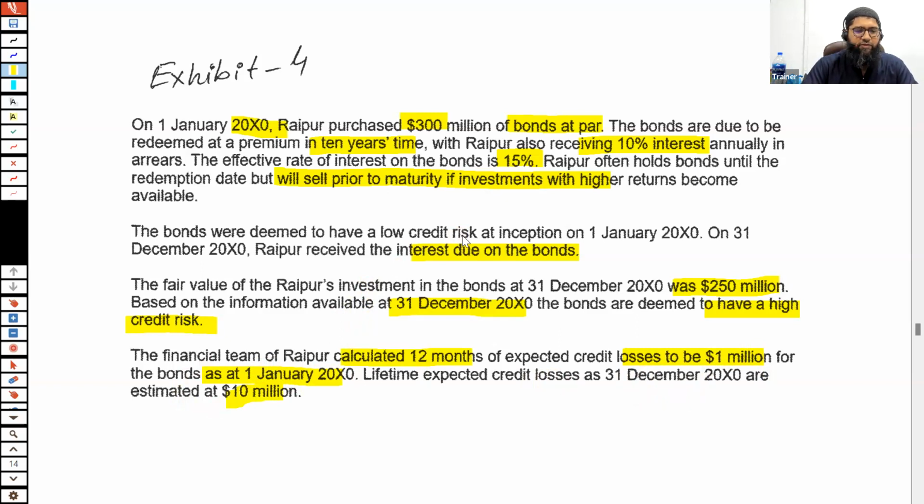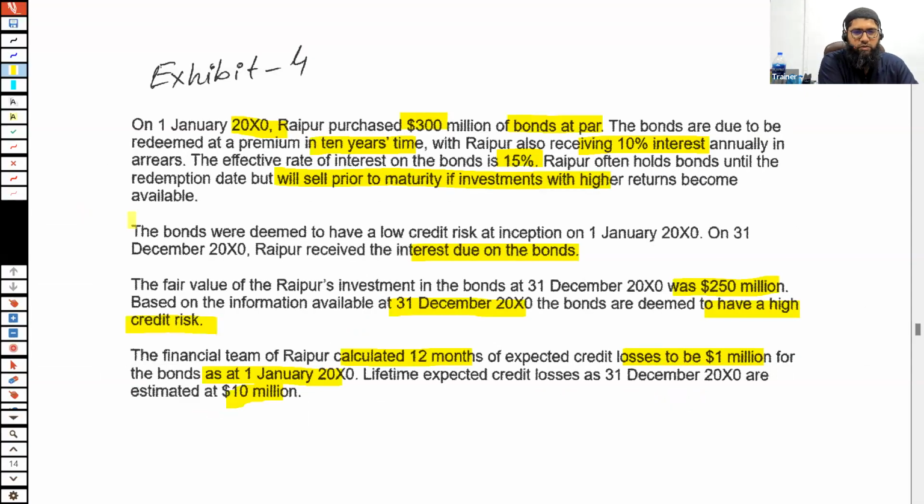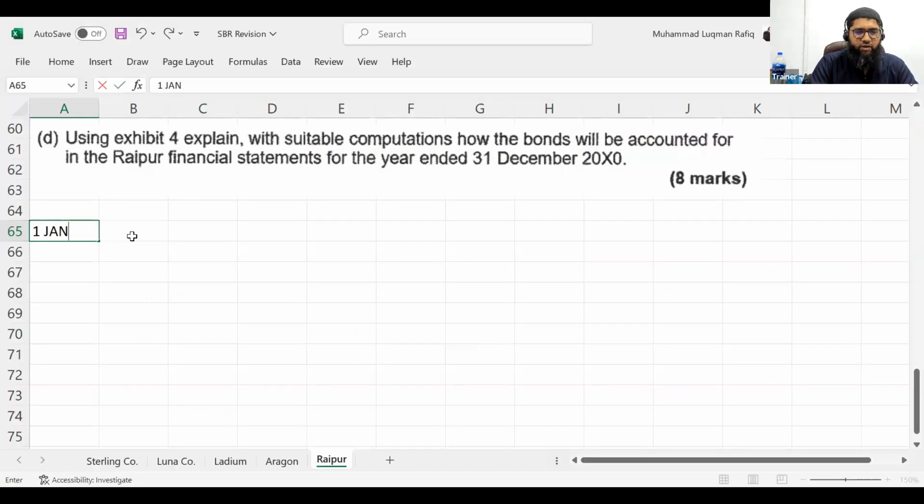I'll just do some of the accounting for these bonds, which is $300 million of the bonds at par. The bonds are due to be redeemed at par at premium in 10 years' time. 1st January X0. The bonds were to be of $300 million.